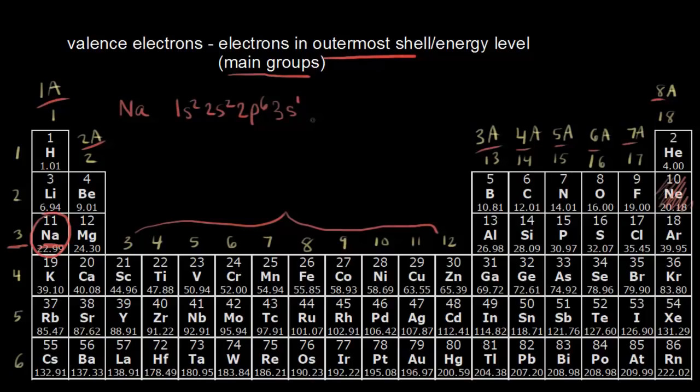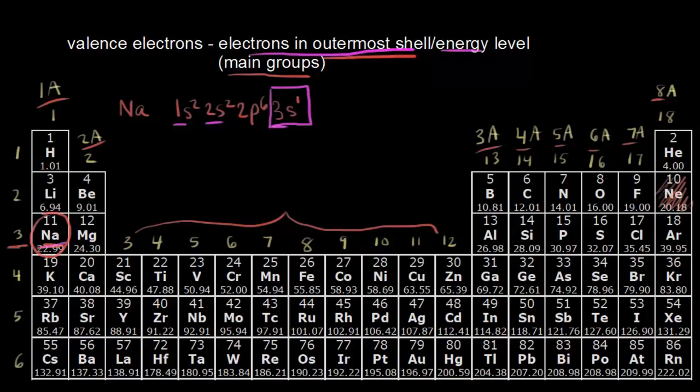When I want to figure out how many valence electrons sodium has, the number of valence electrons would be equal to the number of electrons in the outermost shell, the outermost energy level. Sodium has the first energy level, second energy level, and the third energy level. The outermost energy level would of course be the third energy level. If I see how many electrons sodium has in its outermost energy level, it's only 1 this time. So that means that sodium has 1 valence electron.